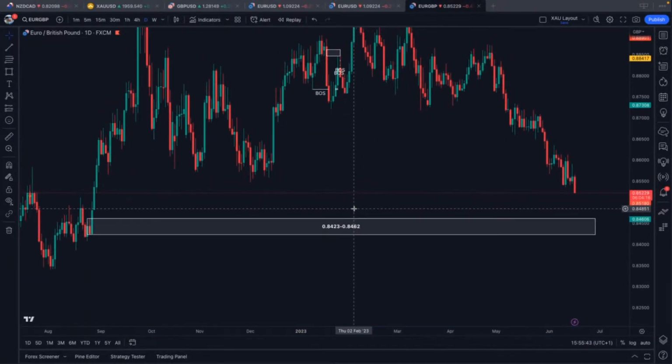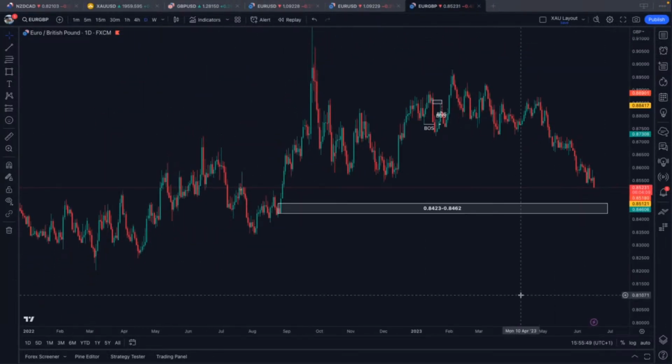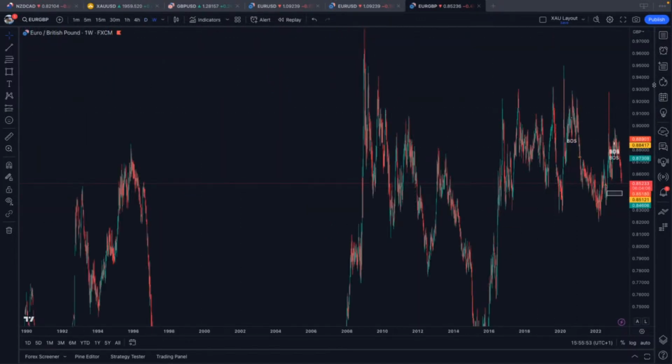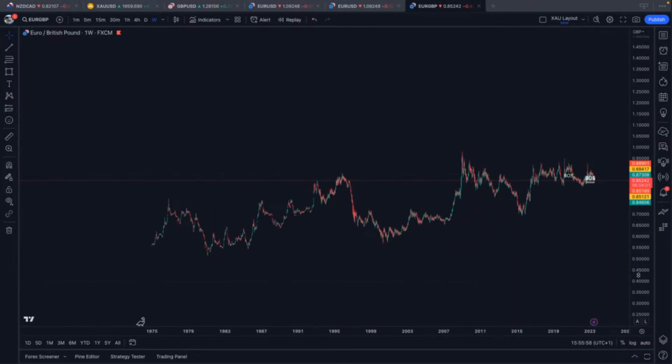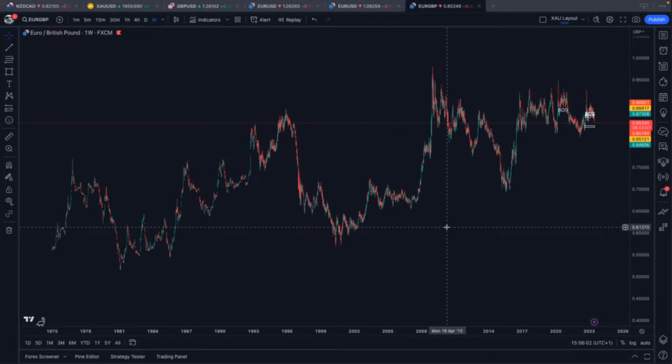But if we just look here, this is an area that has been left unmitigated, potentially an area that we could look to buy into this market from. Let's just have a look at the overall structure of the market. So when I do a top down analysis, I like to zoom right out. And I like to see how the market is playing out overall. So this is evidently a bullish market, yeah?